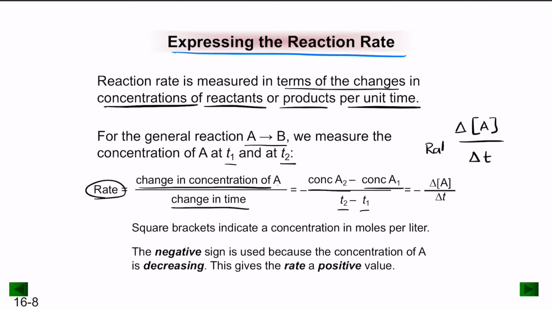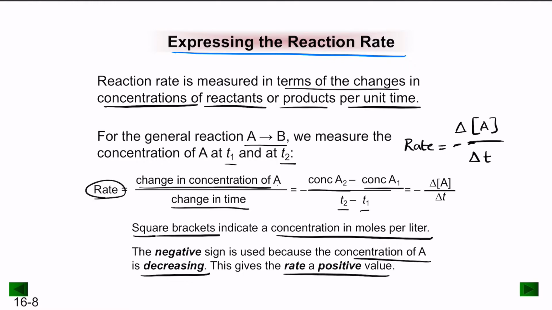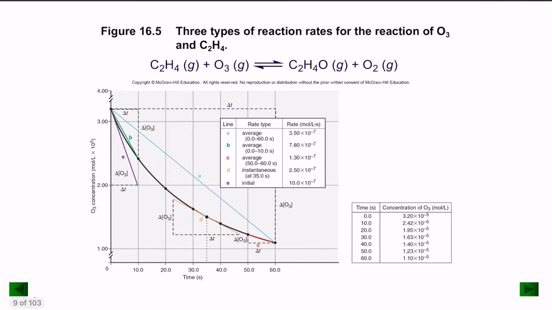So this can be written as the rate. Rate here only considers the reactant but not the product. Whenever you see the square brackets, it indicates the concentration in moles per liter, and we use the negative sign mainly because the concentration of A generally decreases with time. So the rate is represented with a negative so that the rate value will become a positive value. For the reactant, we generally put a negative.